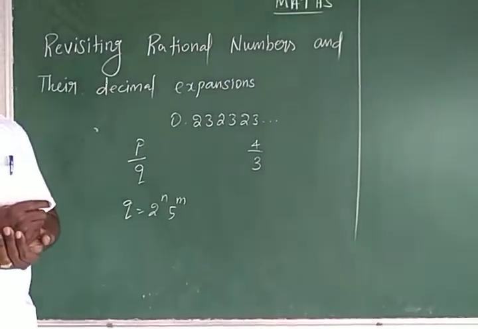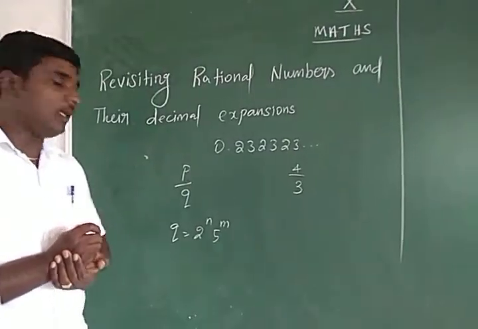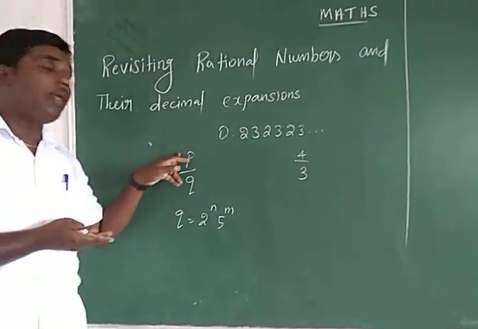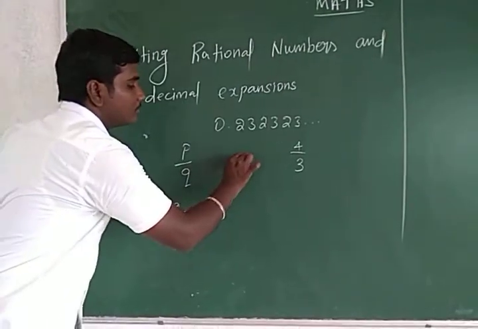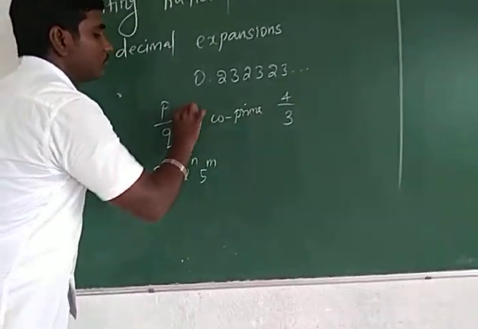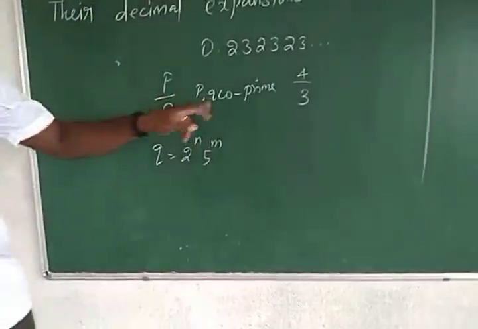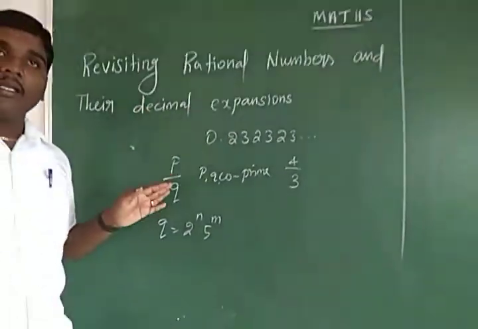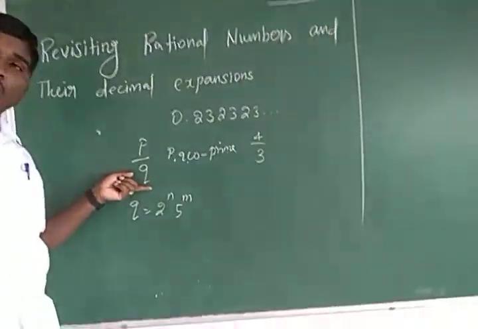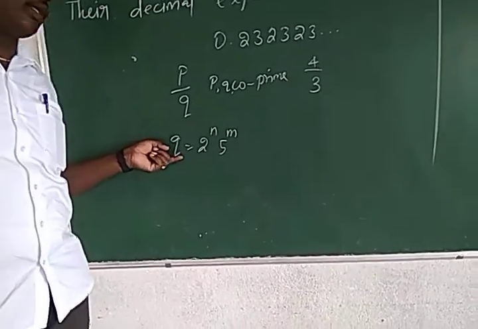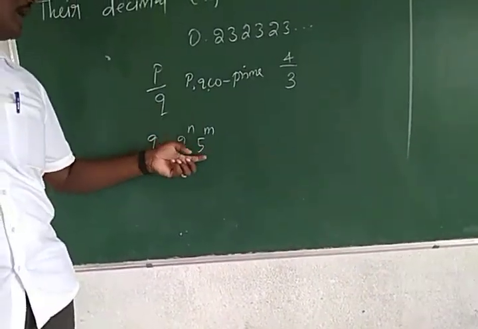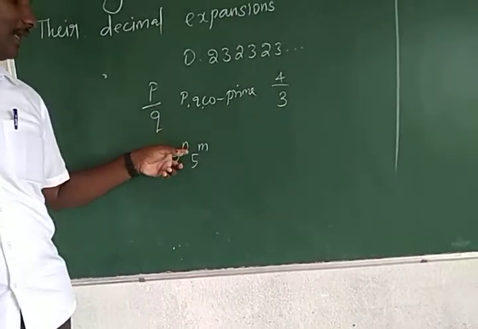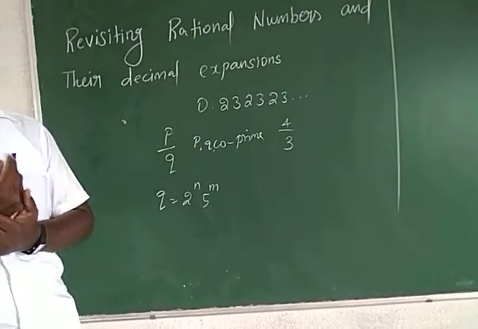What is the condition for termination? p by q is the rational format, p and q are co-prime numbers, and the prime factorization of q is in the form of 2 power n and 5 power m, where n and m are non-negative integers.